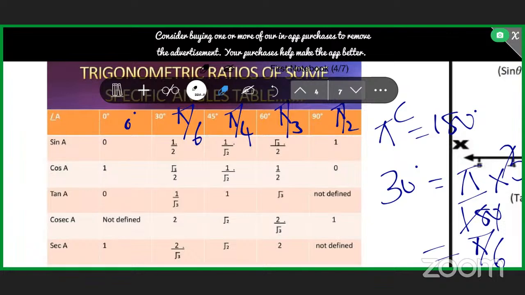1 by 0, any number divided by 0 is infinity, not defined. We can't define it because when you say function, it should have a distinct value. Here you can't give a distinct value for the function because it's going to infinity. Therefore, we say tan pi by 2 is not defined.